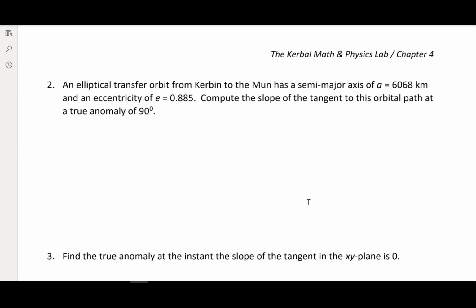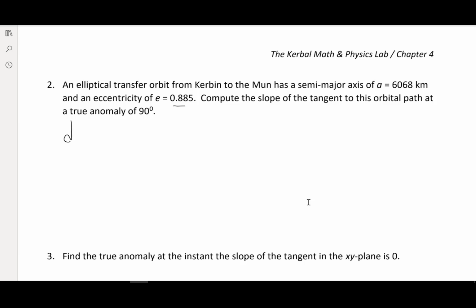Now I'll go back to number 2. An elliptical transfer orbit from Kerbin to the Mun has a semi-major axis of a equals 68 kilometers, eccentricity of e equals 0.885. Compute the slope of the tangent to this orbital path at true anomaly 90 degrees.